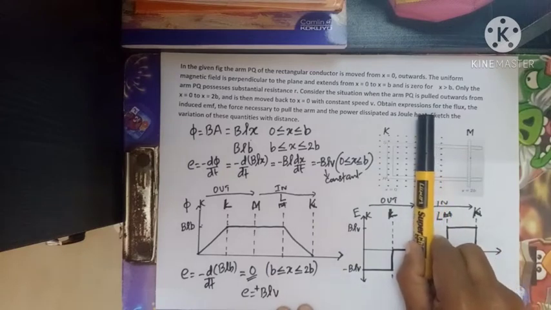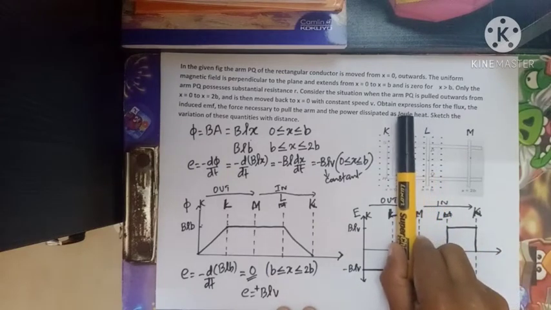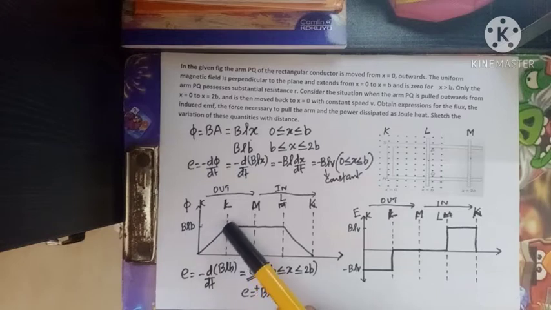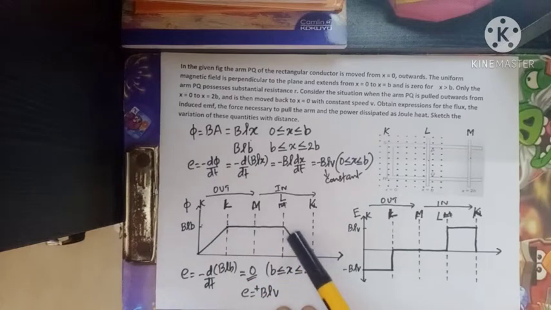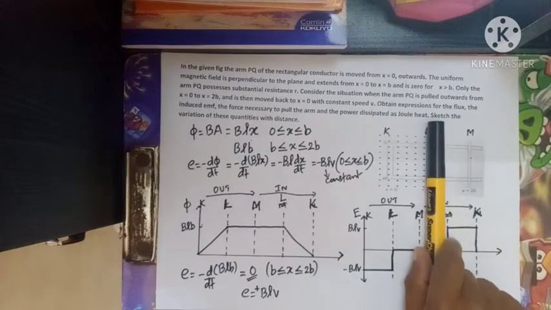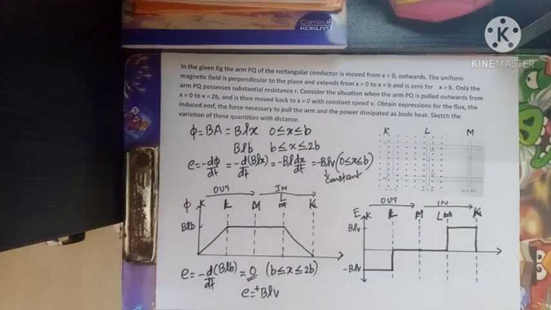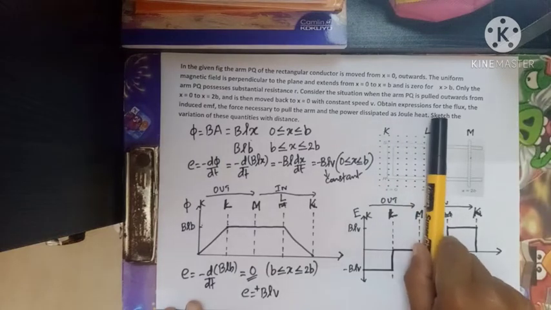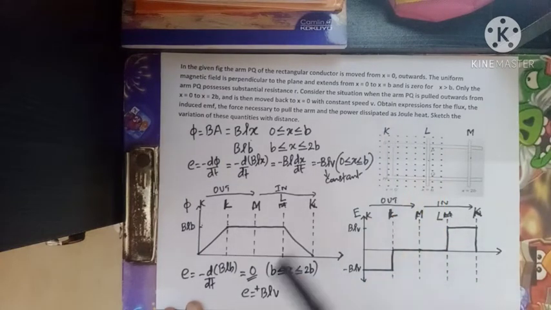When we move in the backward direction, the flux goes on decreasing. Forward, we can say flux is BLX. Then backward, we can say flux is minus BLX. It is decreasing like this. To indicate that, we can put a minus BLX for the movement from L to K. So from K to L, we have flux BLX, and from L to K, the flux will be minus BLX.